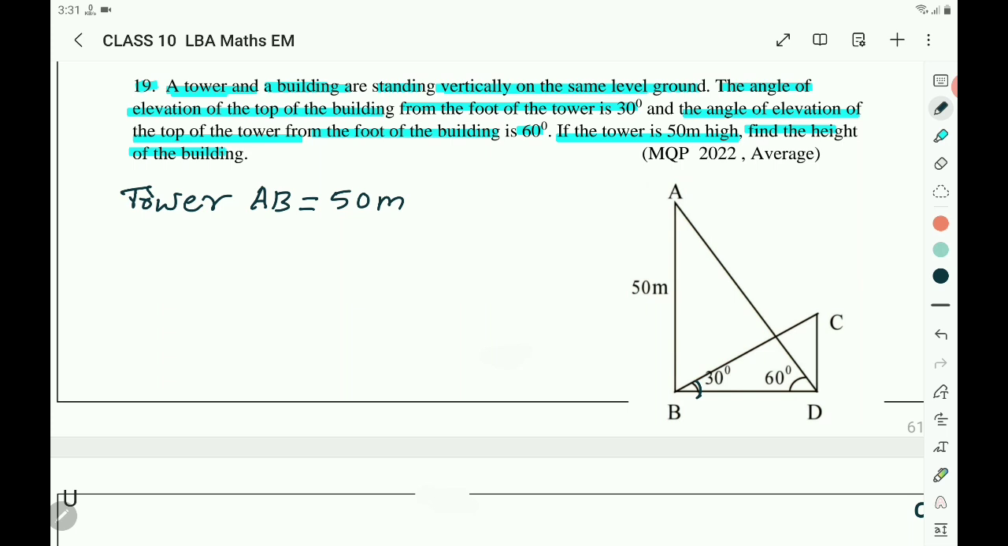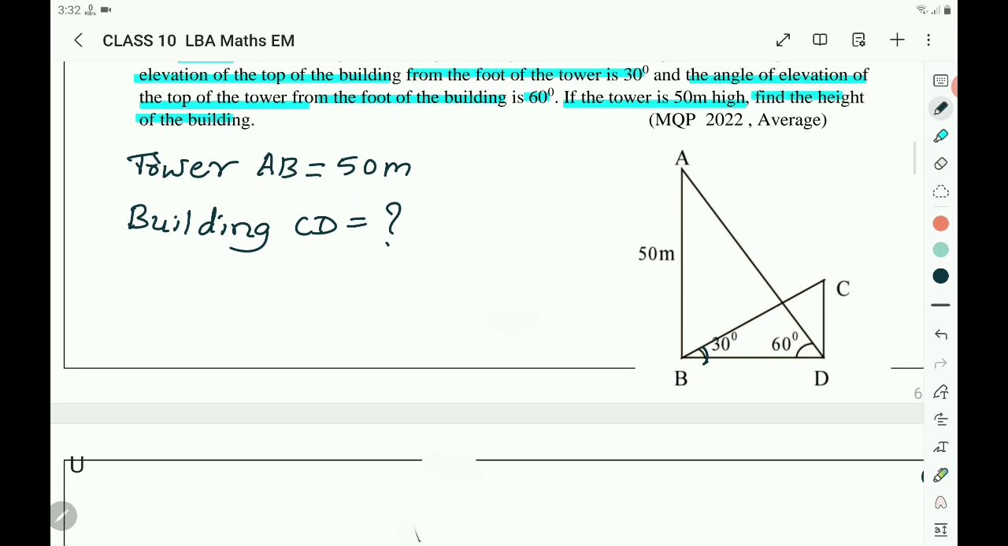Then what do we have to find out here? We have to find out the height of the building. Building CD equals question mark. Now, without getting the value of BD, it is not possible to find the value of CD. How will you get the value of BD? Take the right angle triangle ABD. Here AB is known, AB is given, BD is to be found out.